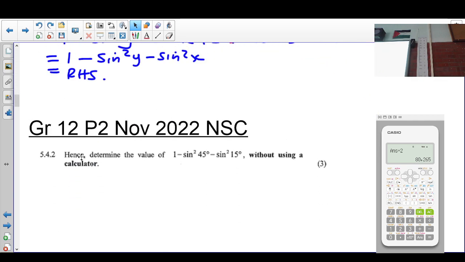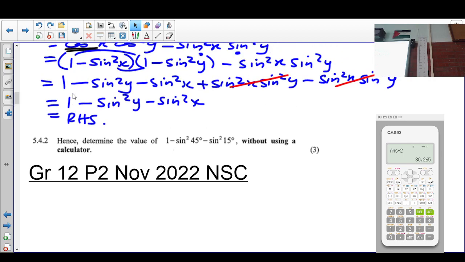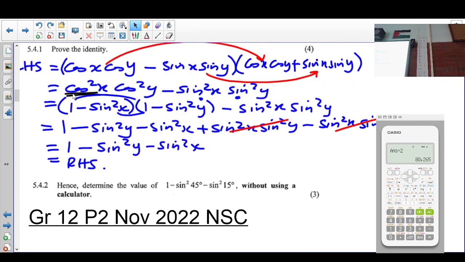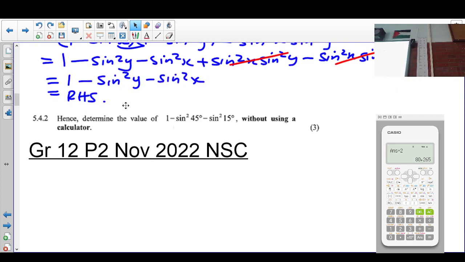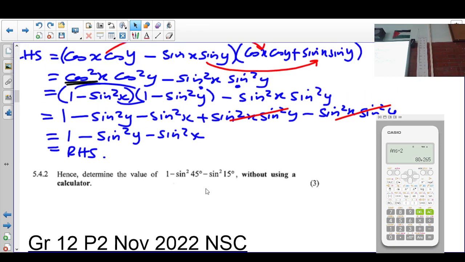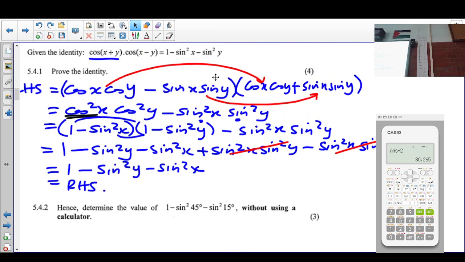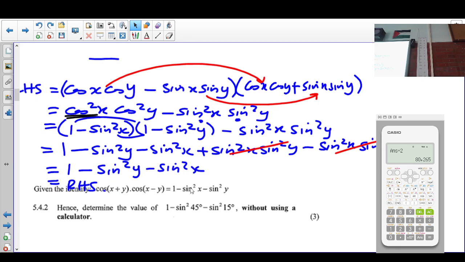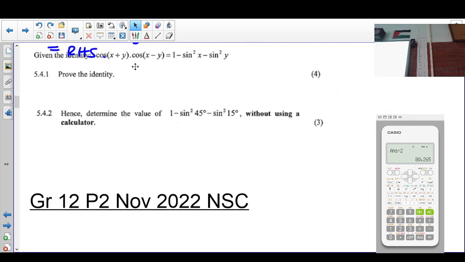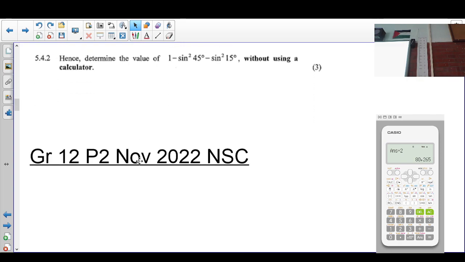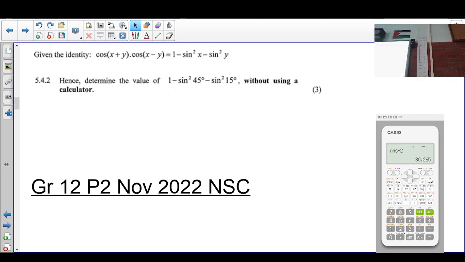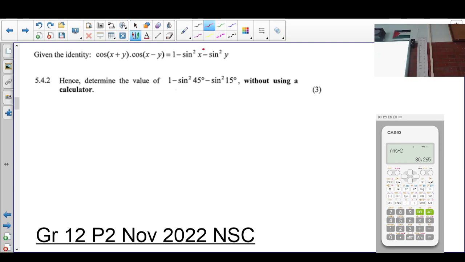Then in 5.4.2, we are told that hence, so hence means to say, I must use the previous calculation, determine the value of 1 minus sine squared 45 minus sine squared 15. But if we look at what we have, what we notice is on x's place. What is on x's place? 45. What is on y's place? 15. Can you see that?